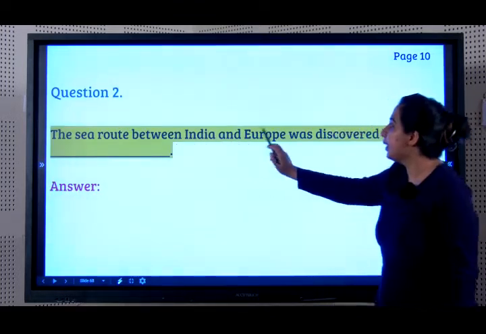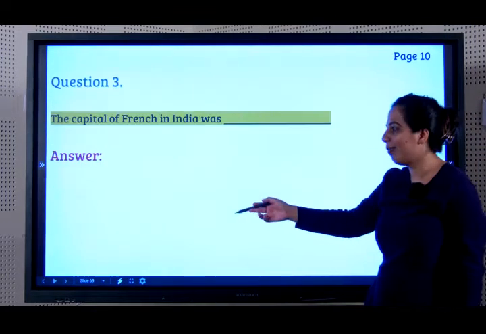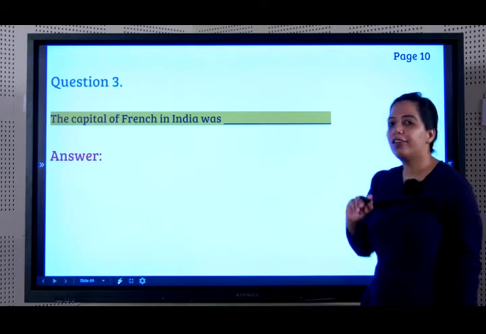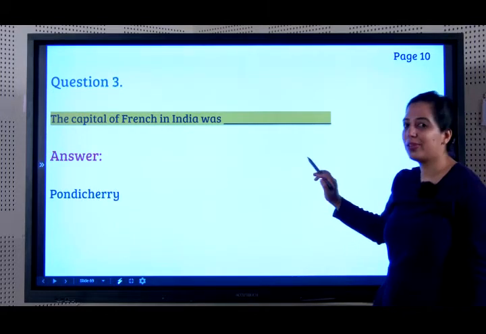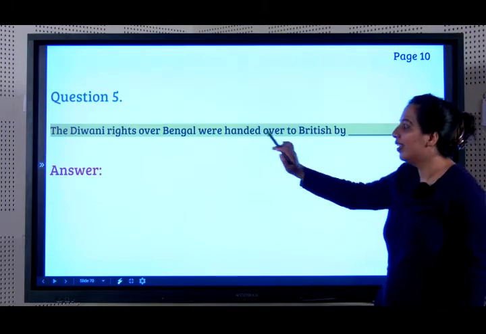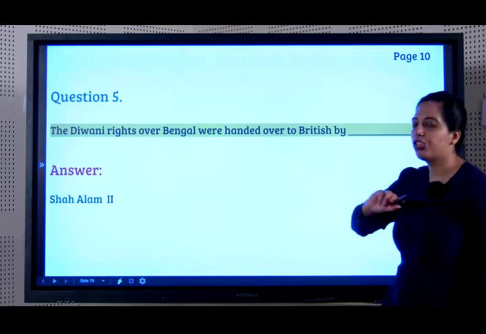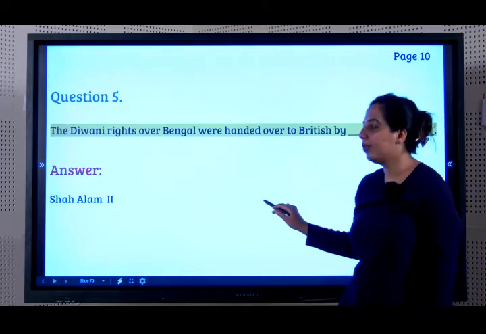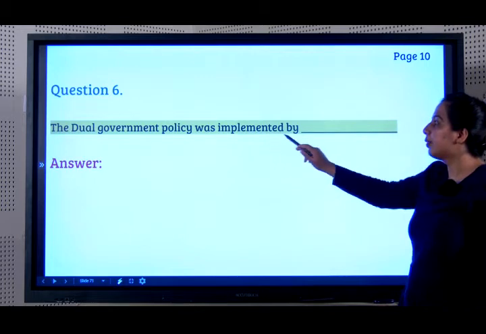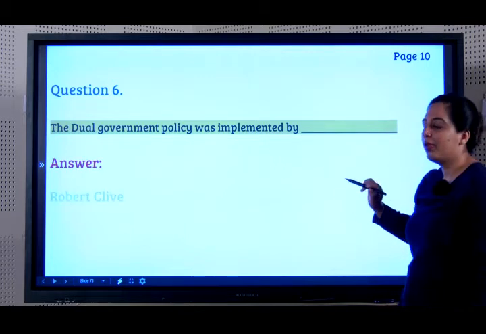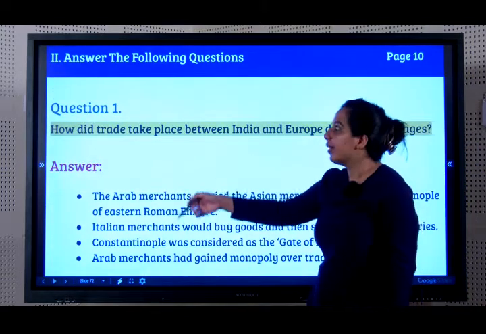The sea route between India and Europe was discovered by, of course we know that, Vasco da Gama. The capital of French in India was Pondicherry, also called as Puducherry. The Diwani rights over Bengal were handed over to the British by Shah Alam II. He was a Mughal ruler. The dual government policy was implemented by Robert Clive. Now let's look at the long answers.